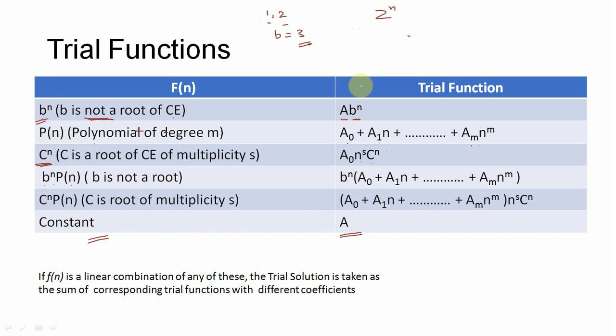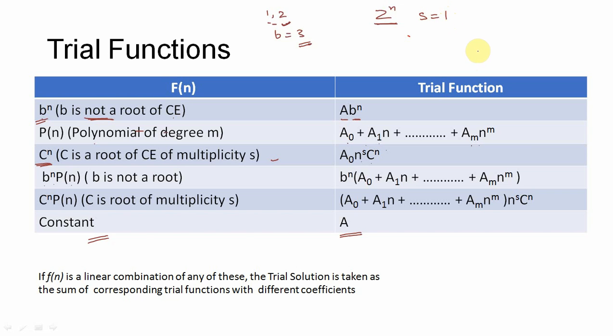If I am getting this, now this 2 is one of the roots. It is one of the roots. So this will be this particular case. So here, this particular root is only occurring once. So the multiplicity in this case will be 1.